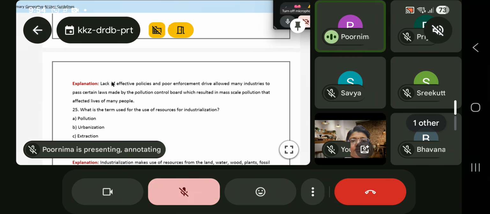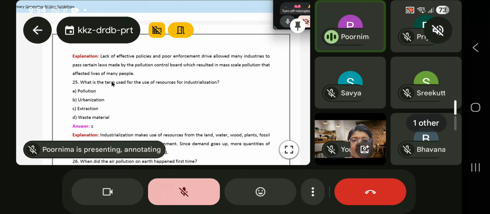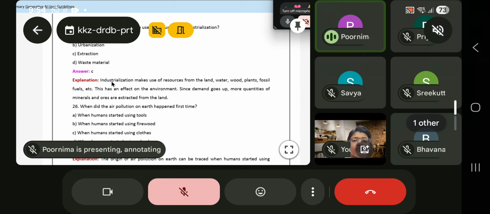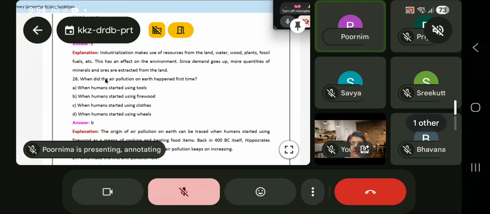What is the term used for the use of resources for industrialization? Extraction. Industrialization makes use of resources from the land, water, wood, plants, fossil fuels, etc. This has an effect on the environment. Since demand goes up, more quantities of minerals and ores are extracted from the land.